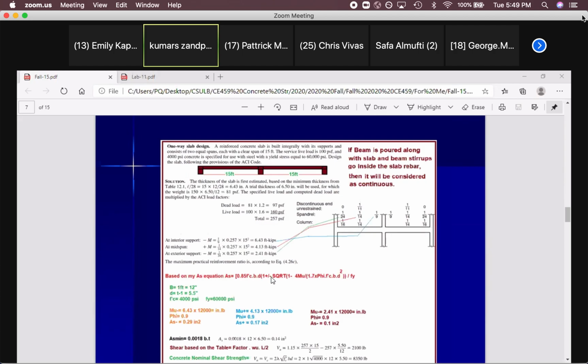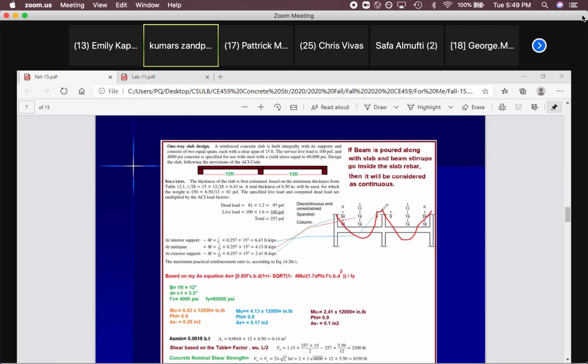Yes, what's the question? This might be a stupid question, but how do you know that it's negative moment at interior and then positive at midspan? So look at this. Whenever you have a beam, in regular loading, you will get a moment diagram that should be something like this. I show that badly. Something like that.